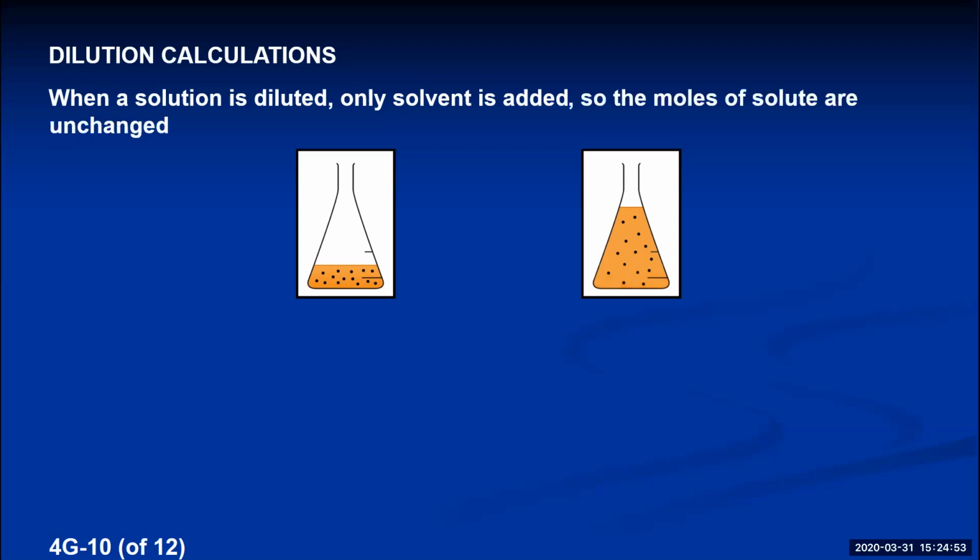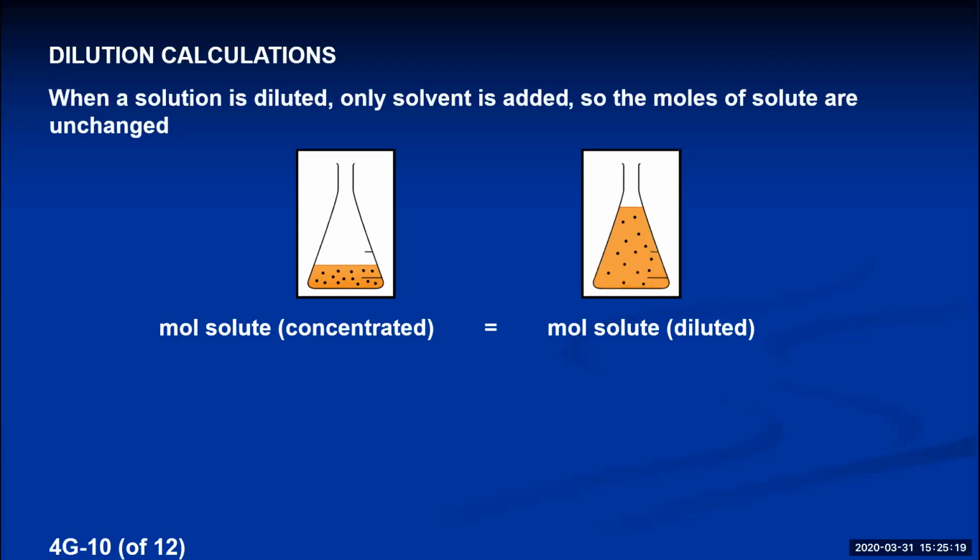So the major concept here is the moles of solute remain unchanged when you dilute a solution. So we can say that the moles of solute in our original concentrated solution has to exactly equal the moles of solute in our newly created diluted solution. That's always true. So the first thing we learned today, how do you calculate the number of moles of solute in a solution? You multiply molarity times volume.